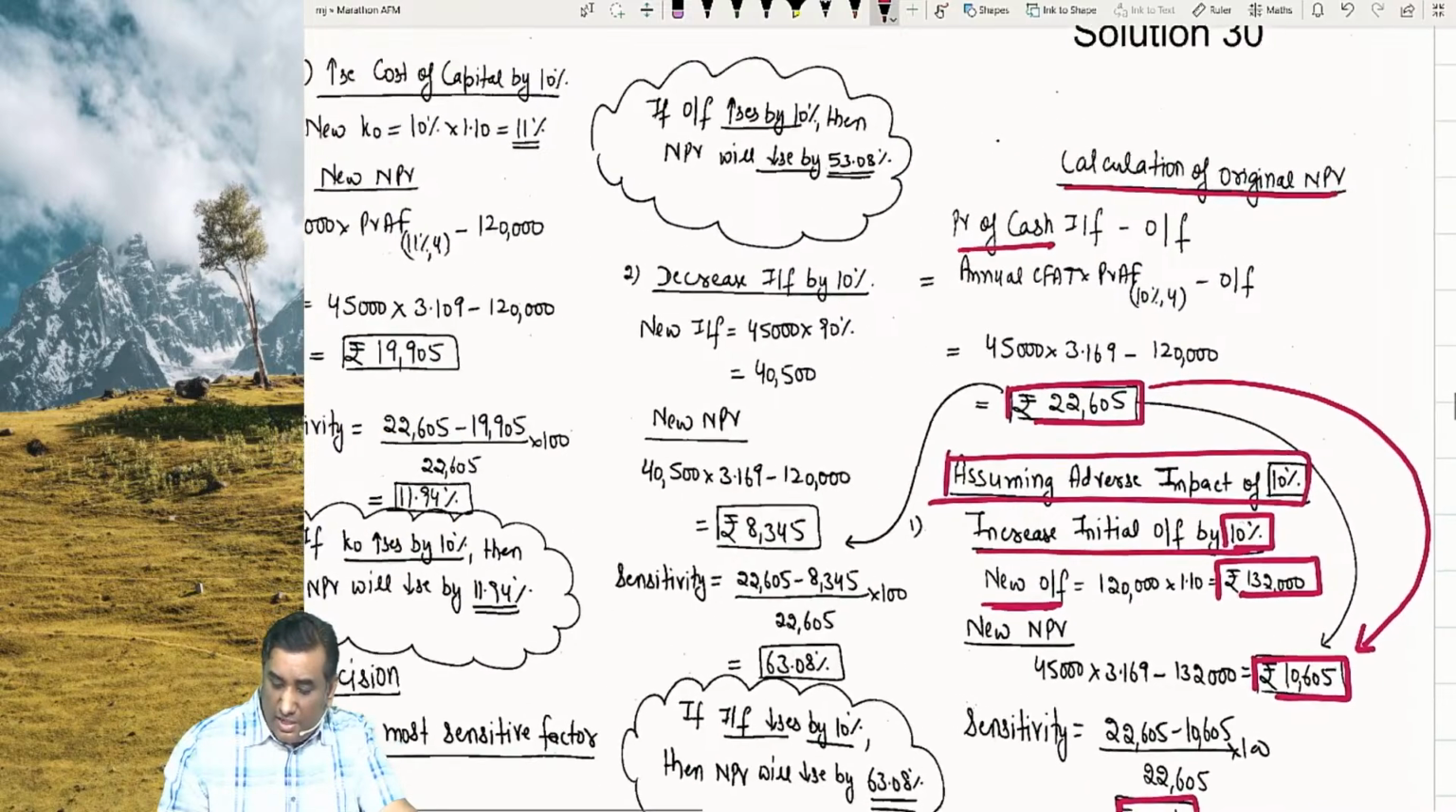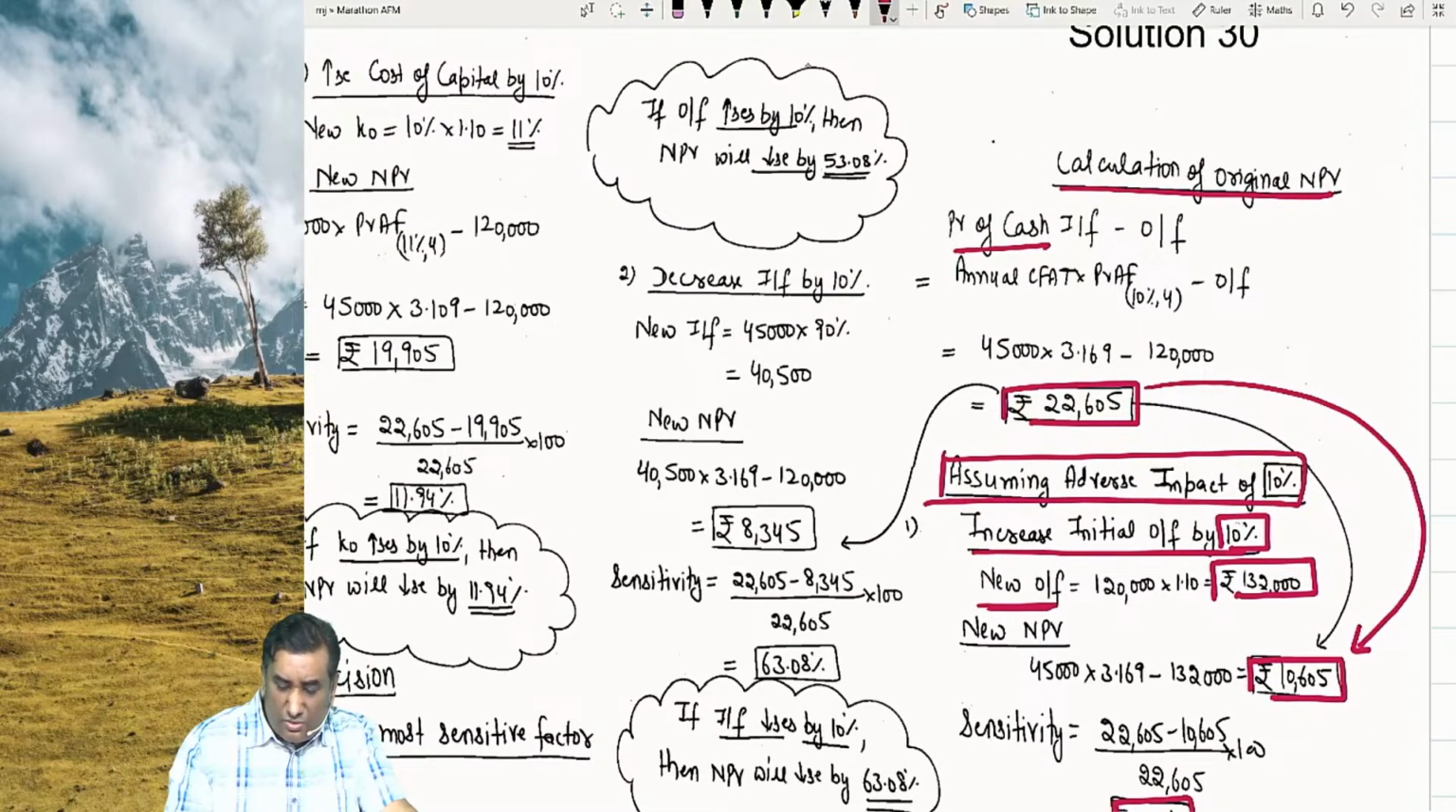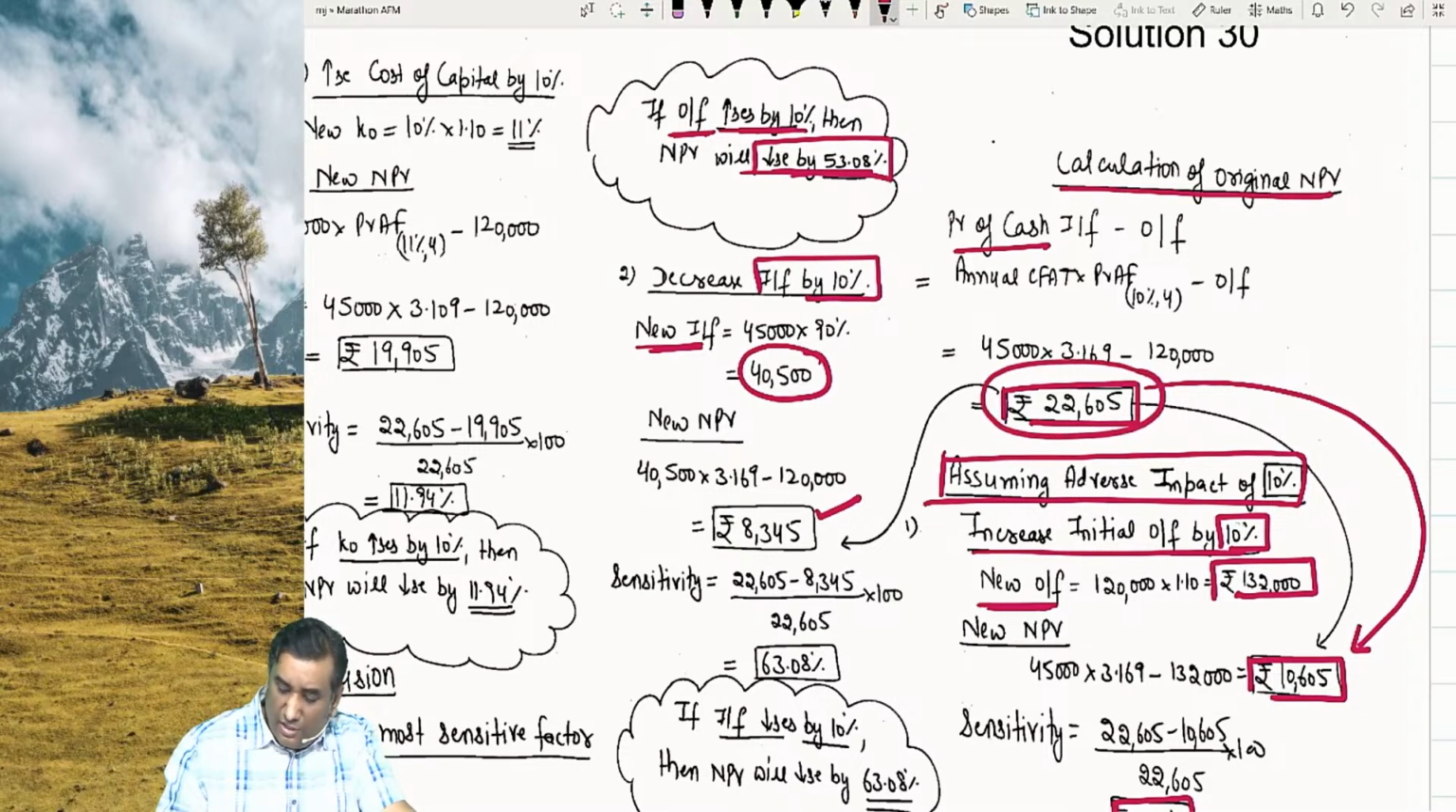It means, how do I read, sir? I read, this is my part, this is not what you have to write. If outflow increases by 10%, then NPV will decrease by 53.08%. Similarly, you can decrease the inflow and then calculate the impact, and then for the percentage, instead of 10, take discounting factor as 11. So if I decrease my inflow, my new inflow would be 40,500. With 40,500, I can calculate my new NPV. I'll say if the inflow changes by 10%, my NPV falls from 22,605 to 8,345.